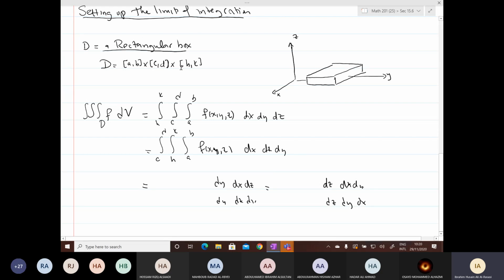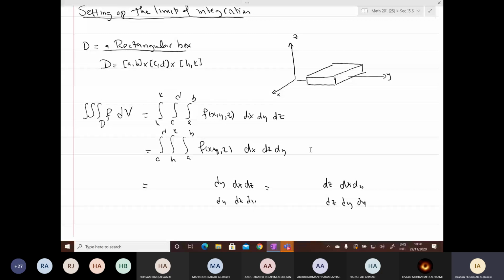If D is a rectangular box, the order is not important. You can choose any order you want. You have 6 possibilities. So is it a generalization of the case of rectangular regions in double integrals or not? Yes. So this is the first case.